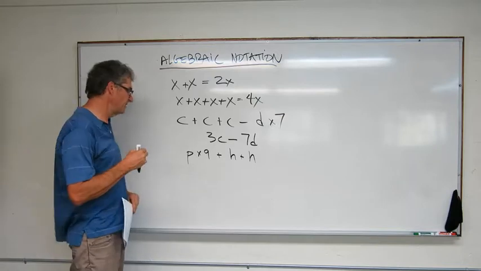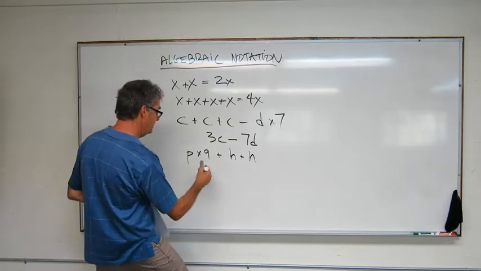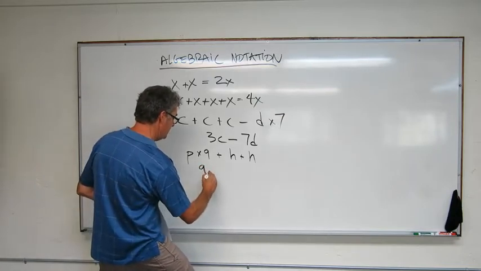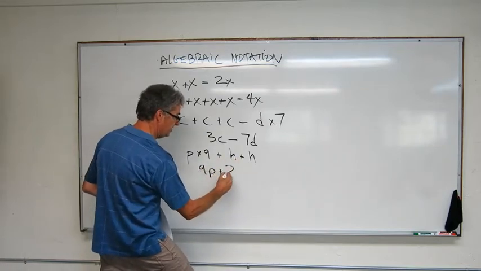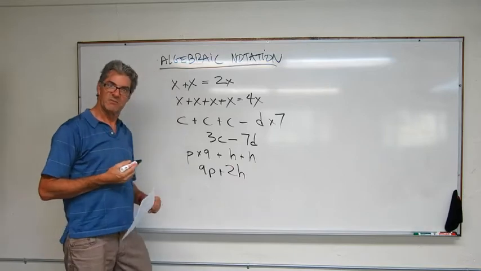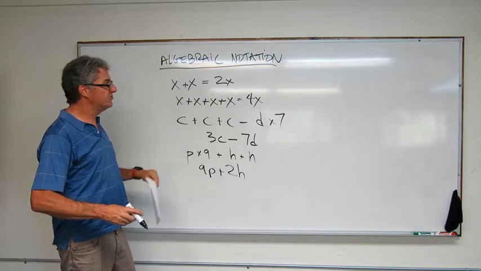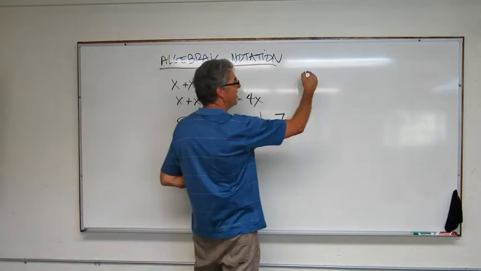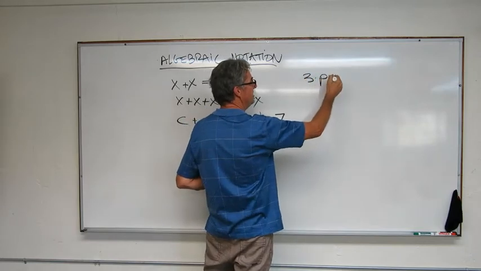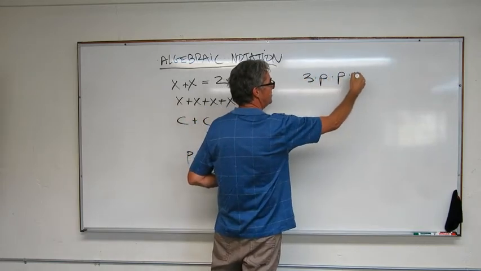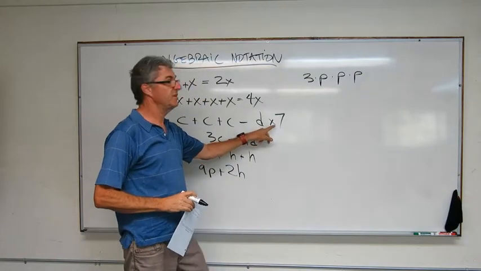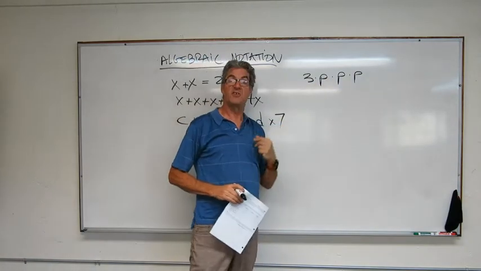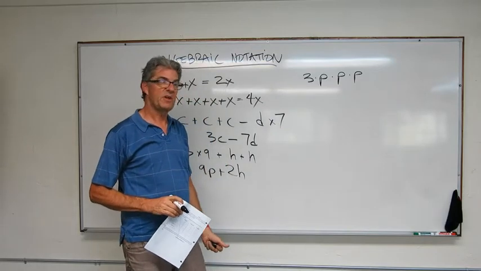Okay, great. Let's see how you did. P times 9 is just 9p plus, I've got 2 h's, so it's just plus 2h. Great. Okay, let me try a different one here. Let's try 3 times p times p times p. Notice how instead of using the x for multiplication, I use the dot. That's another way that we express multiplication.